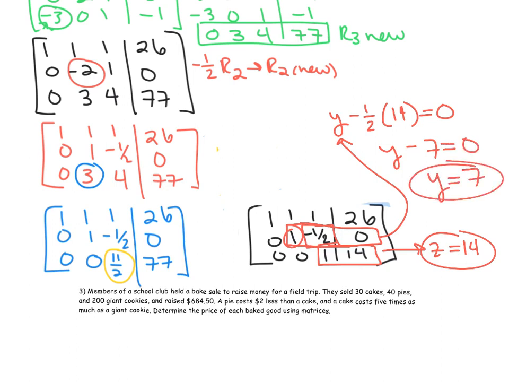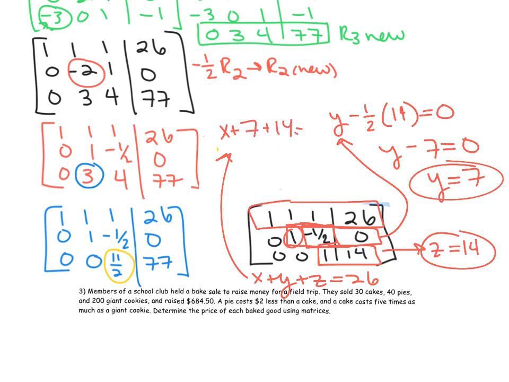And now lastly, to get x, we have to use this line. We have x plus y plus z equals 26. So I've got x plus 7 plus 14 equals 26. 7 plus 14 is 21. So I have x plus 21 equals 26. Subtract the 21, and I'll get x to equal 5.